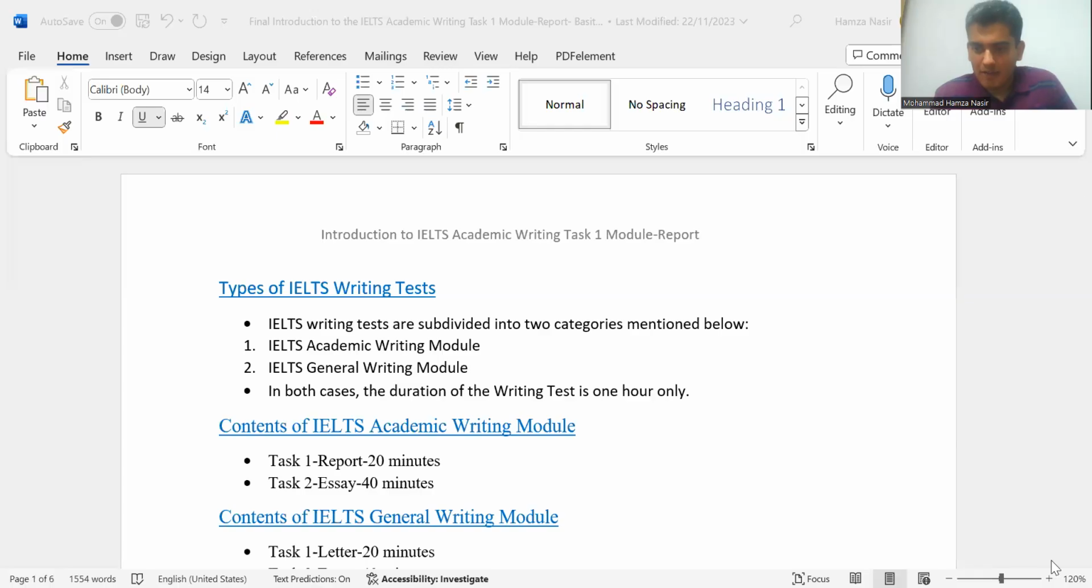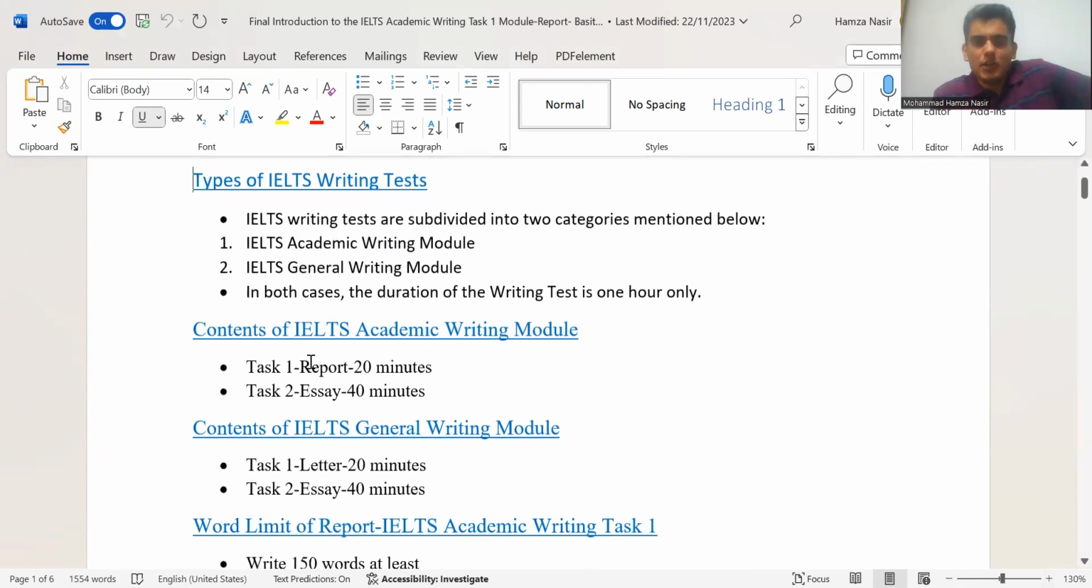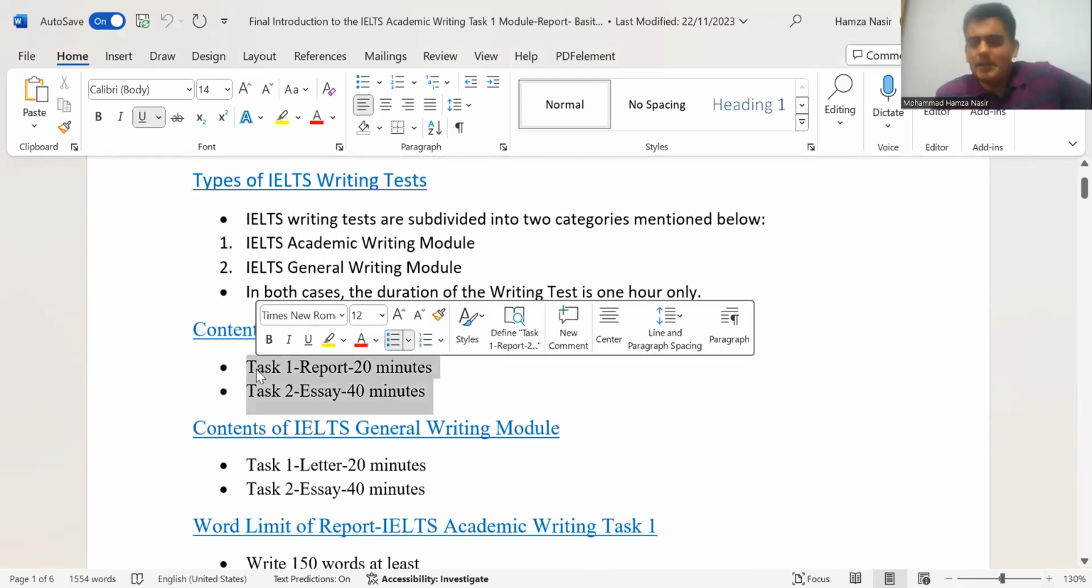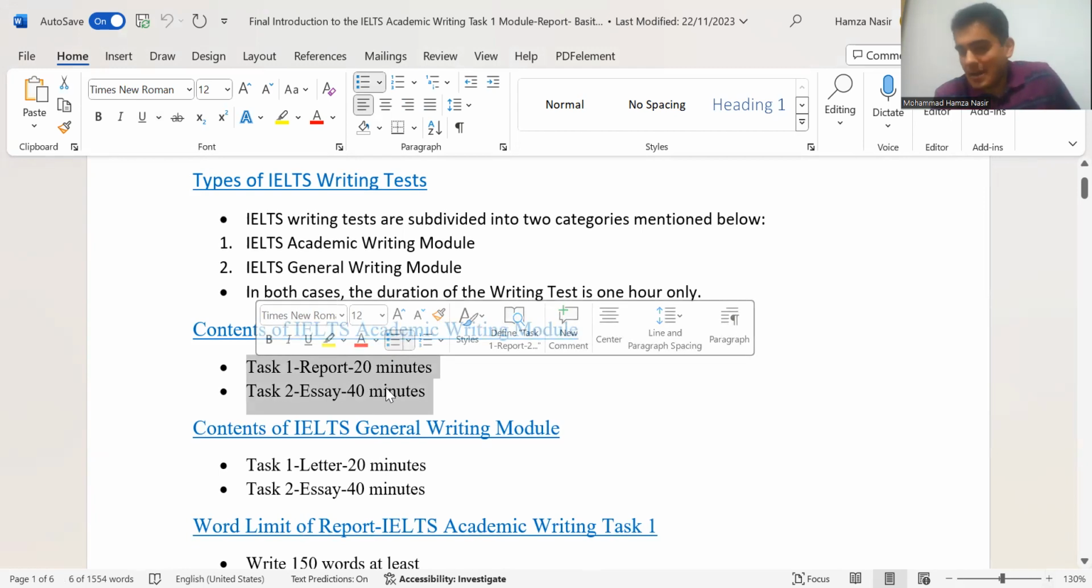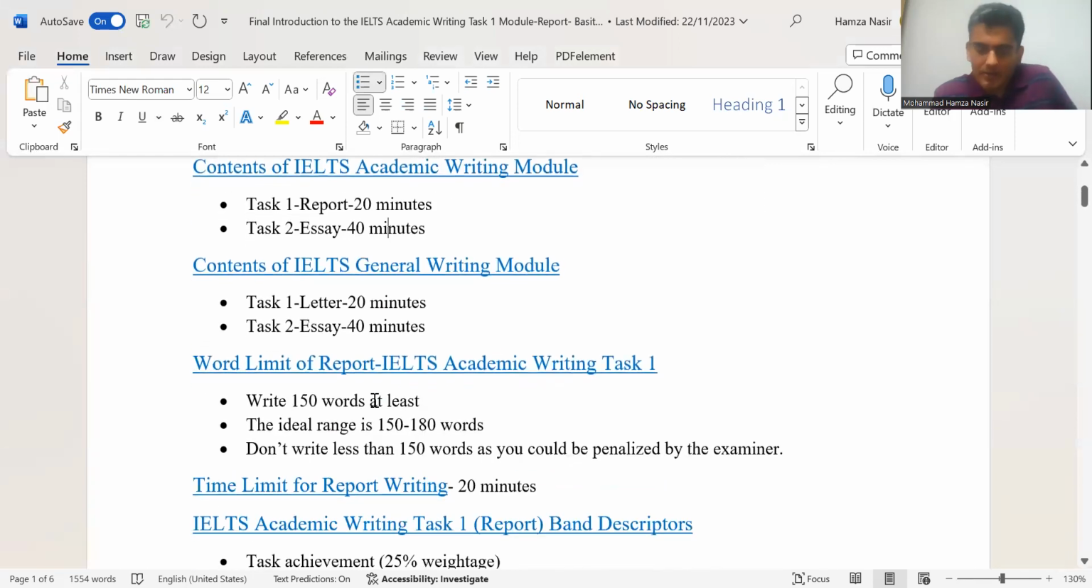So without further ado, I have screen share over here, and I hope all of you can take a well and proper look at this document. So as to reiterate, okay, you have two types of IELTS writing tests. One is obviously the IELTS academic writing module, and the other one is the IELTS general writing module, both obviously being of 1 hour. And since we are going to focus on report today, so let's just say report only comes in IELTS academic writing. So task one, the report has to be done in 20 minutes, whereas task two, that is the essay, has to be done in 40 minutes.